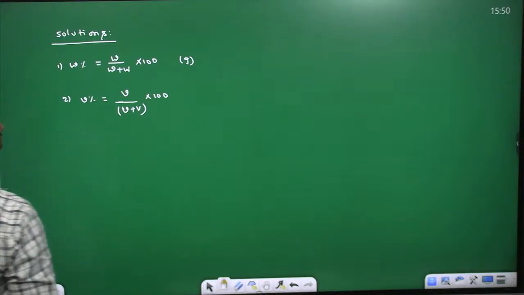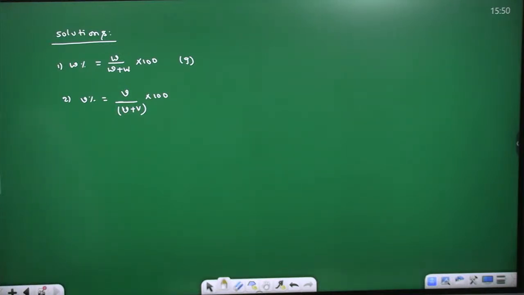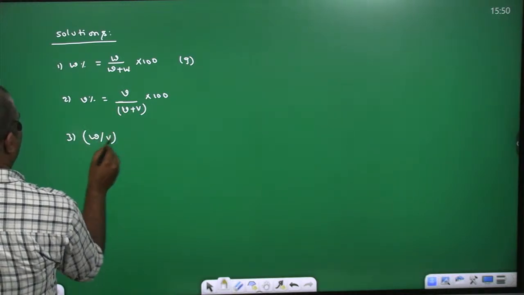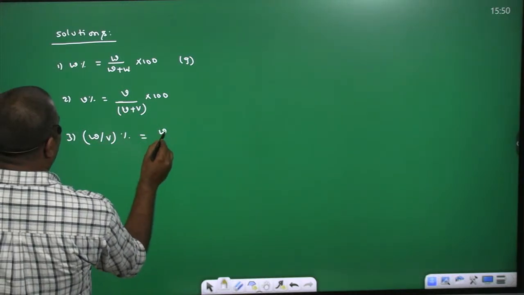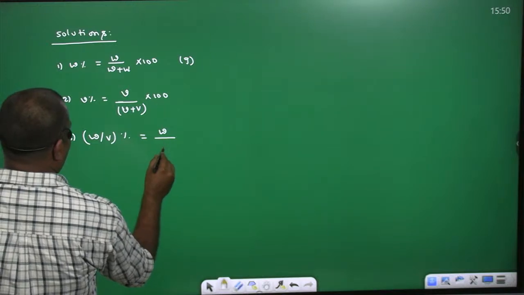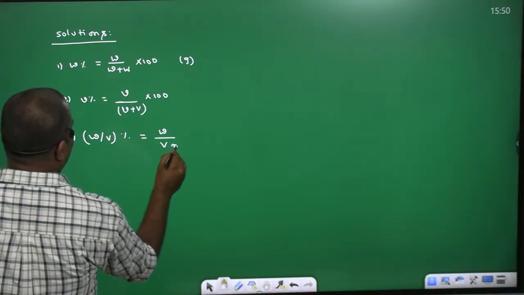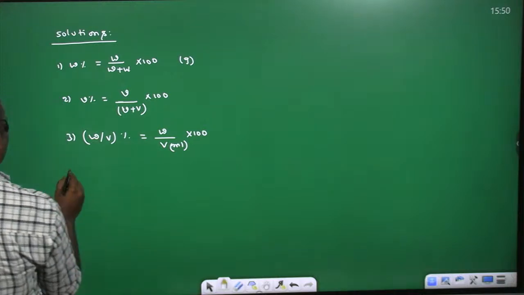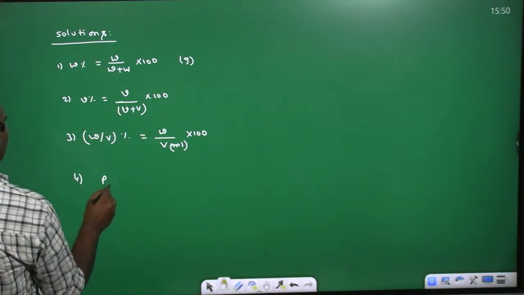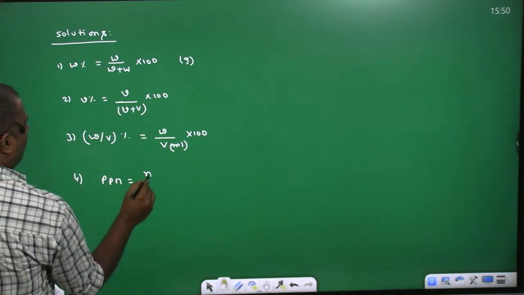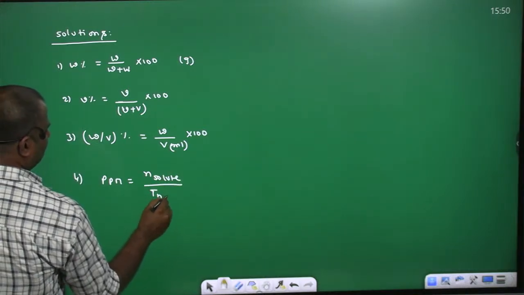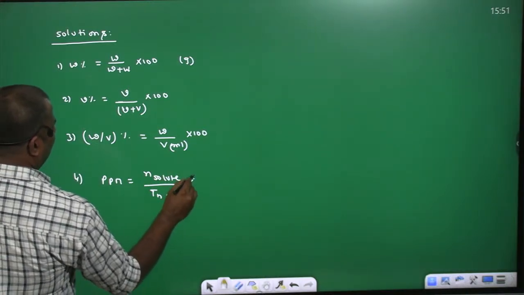Small v indicates solute, capital V indicates solvent. Okay. Next one, weight by volume percentage equal to weight of solute by volume of solution in milliliters into 100. The next one, ppm, parts per million, equal to number of parts of solute by total number of parts of solution into 10 power 6.